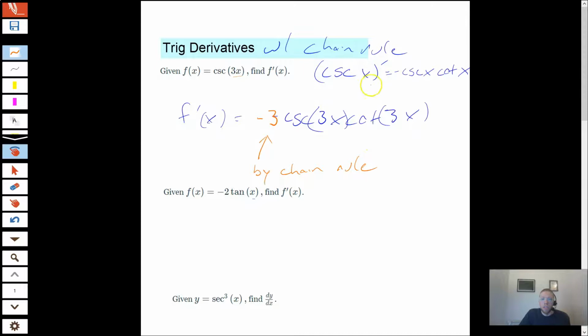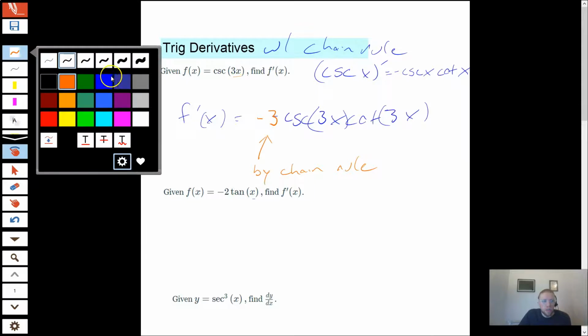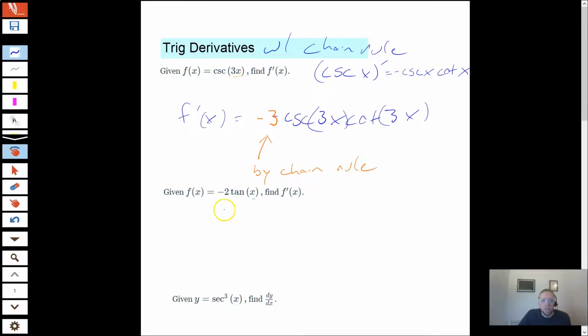So that's what we're dealing with here. It's not just applying the rules, but also using chain rule as we go. Notice, however, this next one, not so hard. So f prime of x, because this negative 2 is outside, it doesn't change how this function changes that much. It just kind of stretches it out. So that we can bring down. And then the derivative of tangent x is secant squared x. So all this one really is, negative 2 I bring down, and then secant squared x is my derivative here.